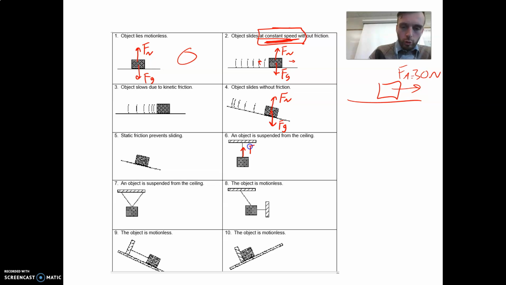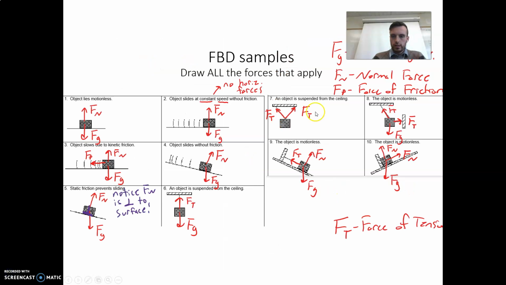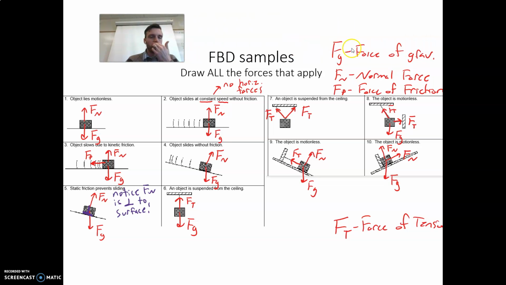Here we got a rope, so that's a FT, and down here is a FG. All right, so another little example. And so I want you guys to try out the rest of these, and I'm going to pause the video here, and then you can unpause after you give them a shot. Check your answers, see how you're doing with this force thing. 3, 2, 1. Here is a little answer key for you guys to check your work.